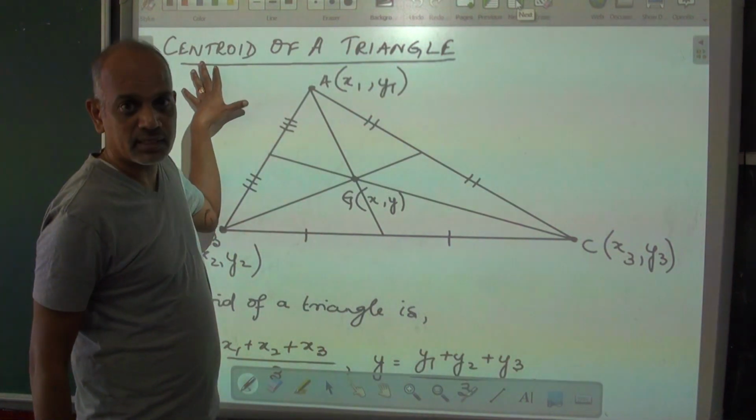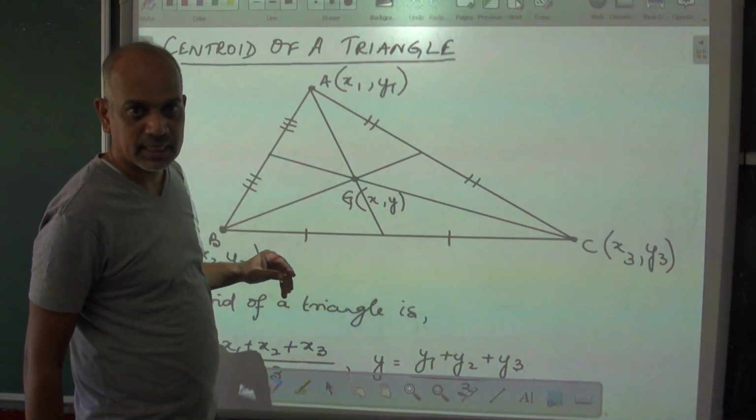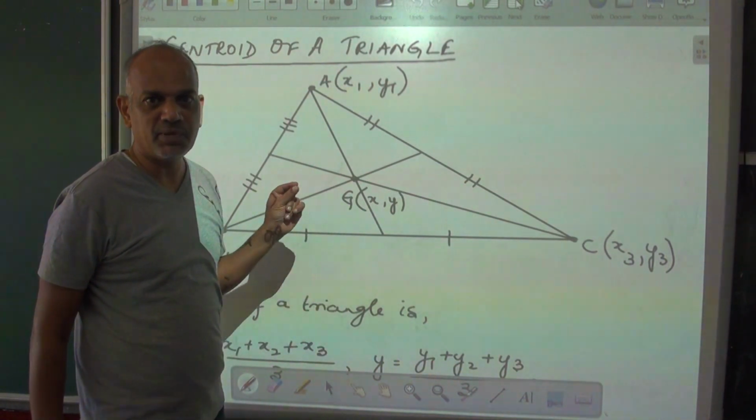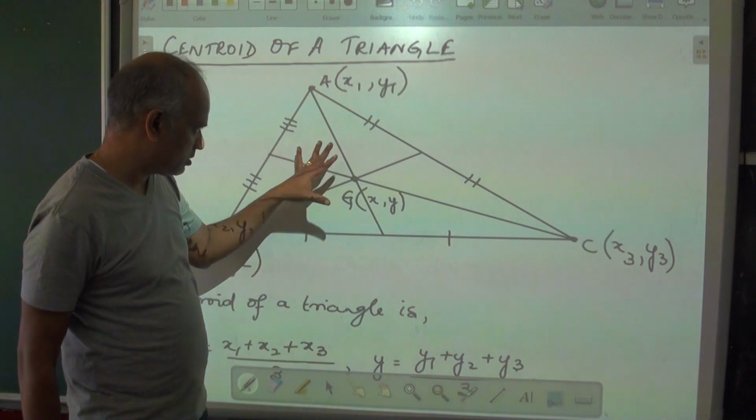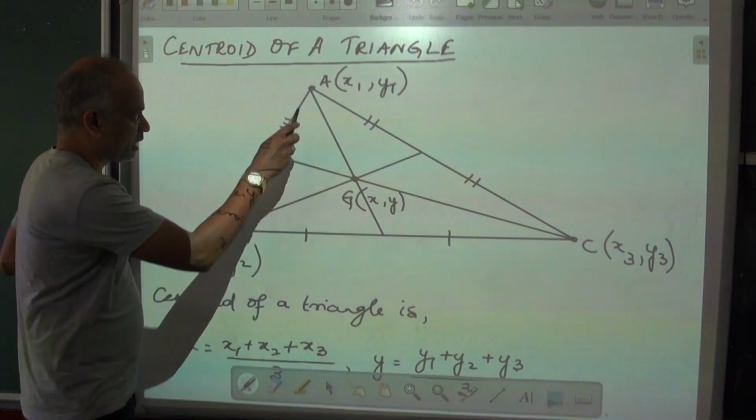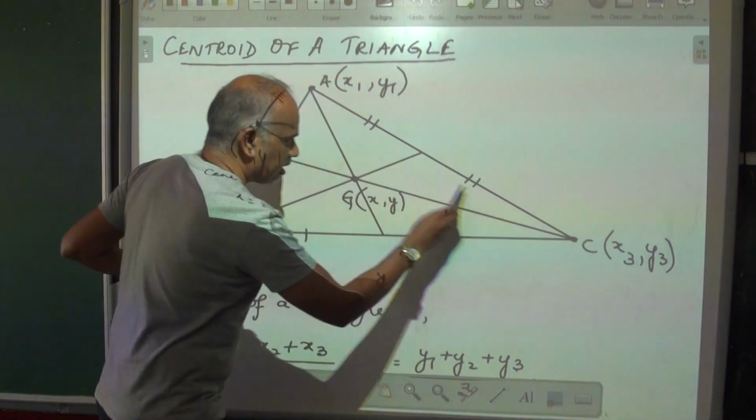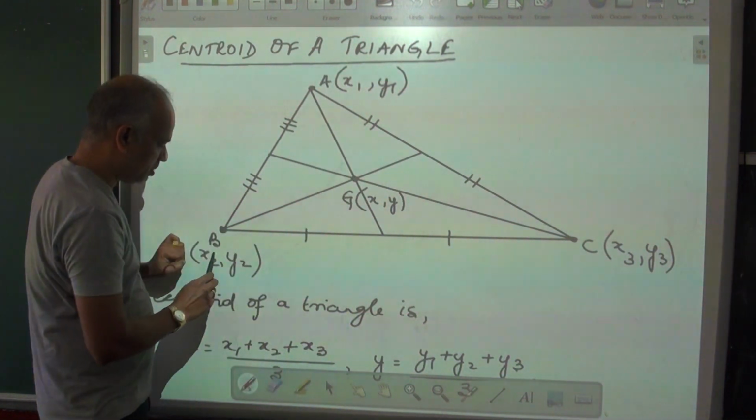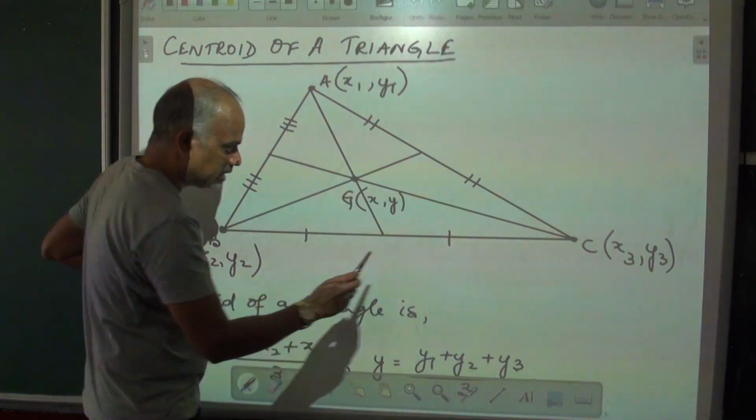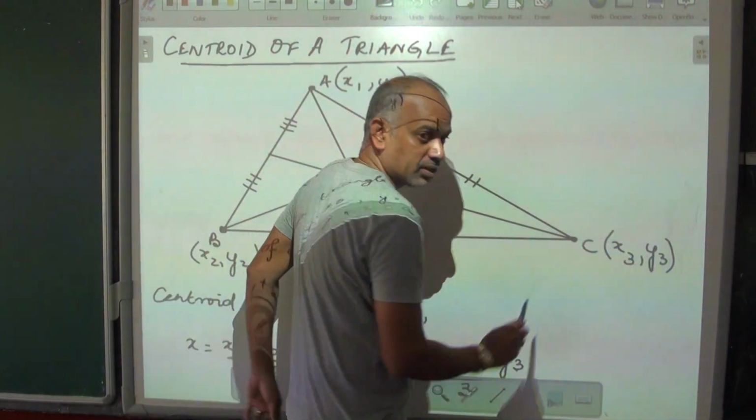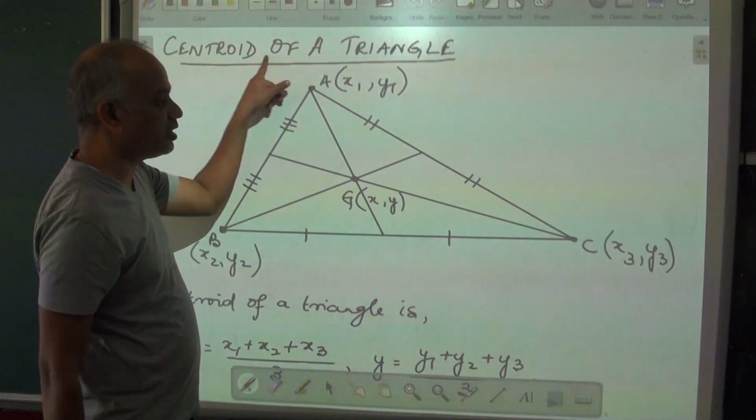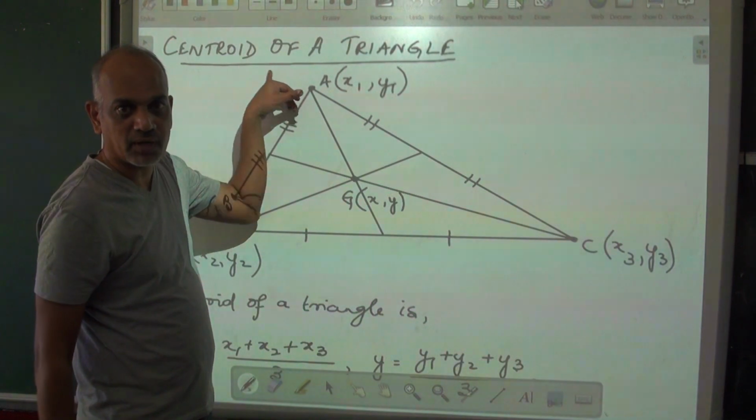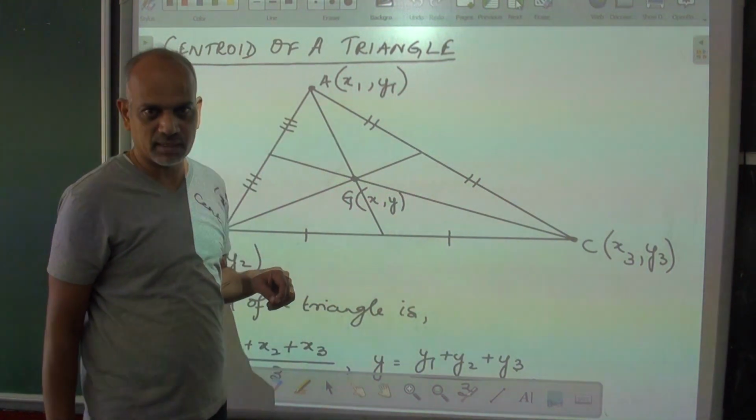Now, the first thing that you have to know is what a centroid is. A centroid is the meeting point of all the three medians of a triangle. I'll show you here in the figure. ABC is a triangle. A's coordinates are known, x1, y1. B's coordinates are also known, x2, y2. C's coordinates are x3, y3. And you have to find the centroid of the triangle. As I said, the centroid is the meeting point of all the three medians of a triangle.